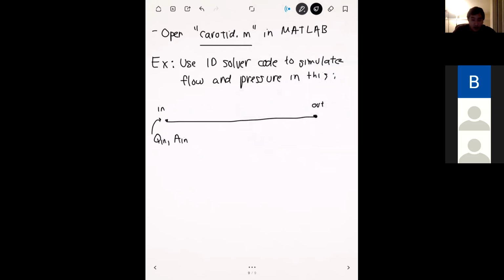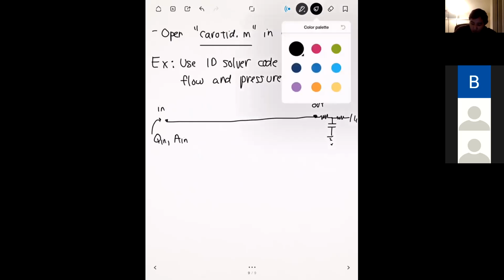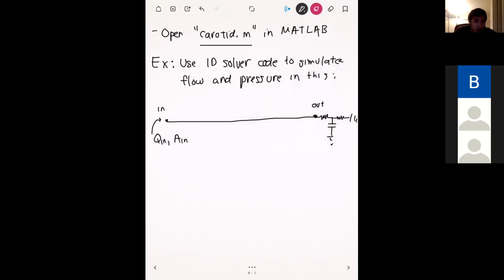And then at the outlet, we're going to have an RCR boundary condition. You can think of it as an LPM that's going to be used as a boundary condition for this model. And then inside the model, we're going to have all the different properties. We have the viscosity, the density, the radius, the Young's modulus, and the thickness. And of course, we have the length for this vessel as well.